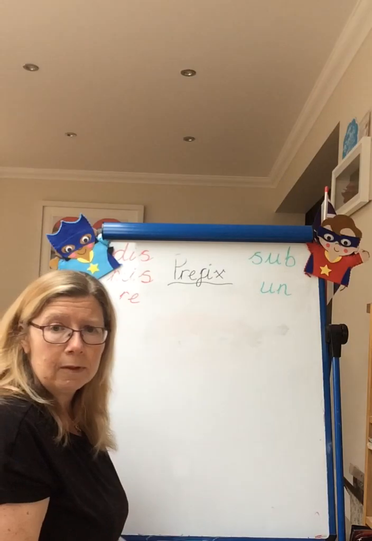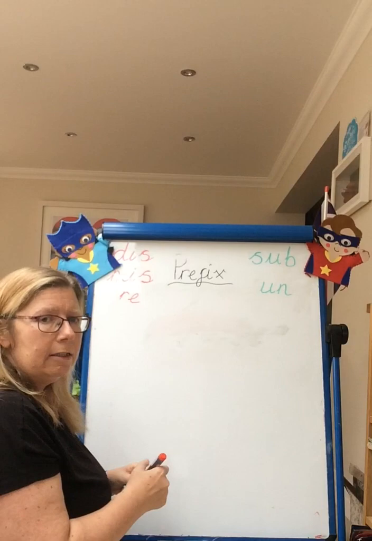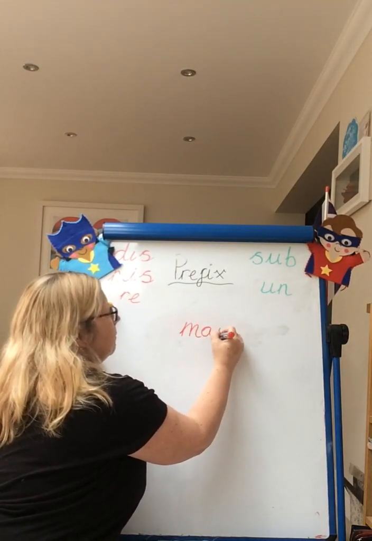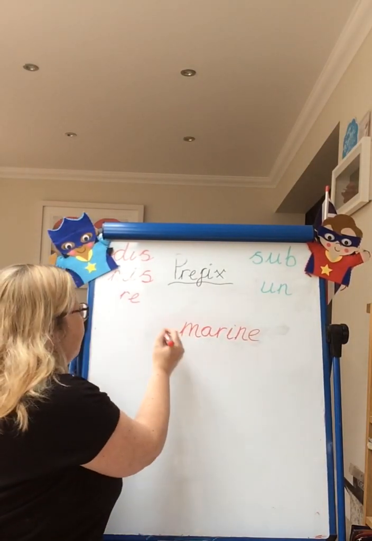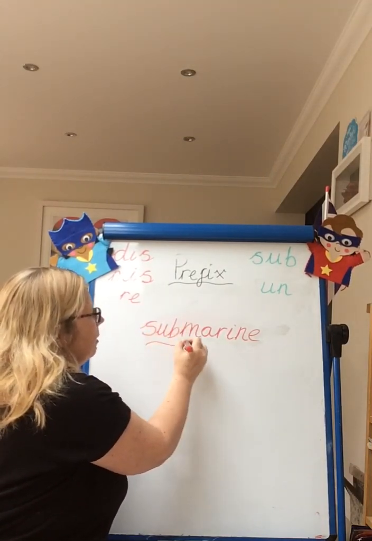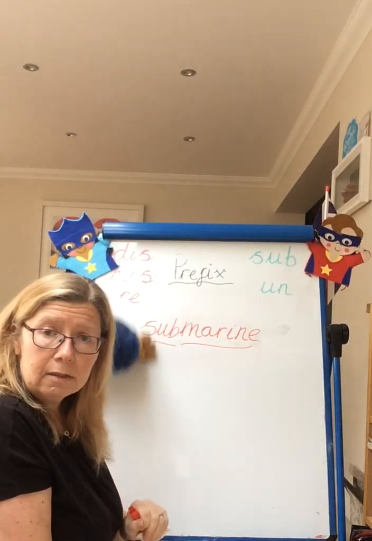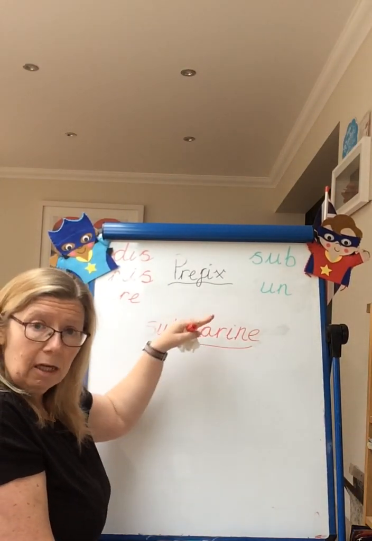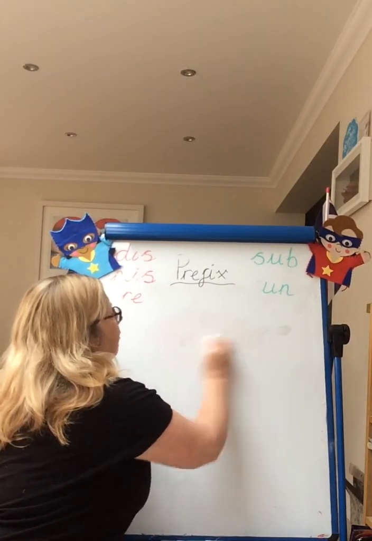Okay, sub. You all know a great word with sub at the beginning. We've talked about it. Okay, so if we write the word marine, okay, and we put the word sub, I think Emu's sneaking around. I'm noticing things happening. We have the word, and sub means under. Okay, sub means under. So under marine is under the water. Submarine.